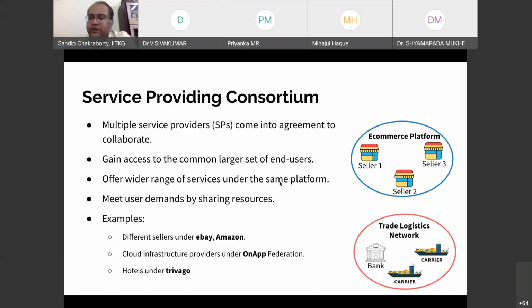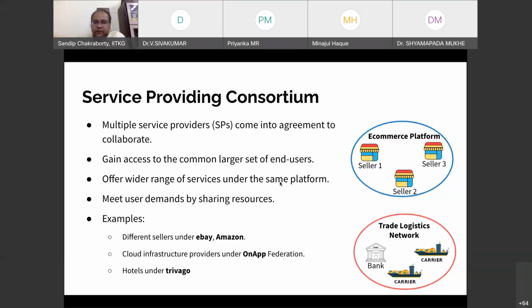So many of the times you can see this is very common in the case of shared cloud resources or a cloud marketplace like OnApp, that when one cloud service provider is not able to provide the sufficient storage capacity that you are asking for, they will lend the service from another cloud service provider and provide it.